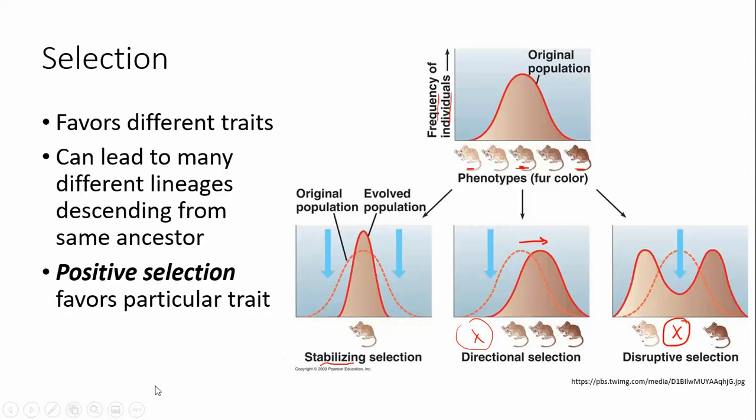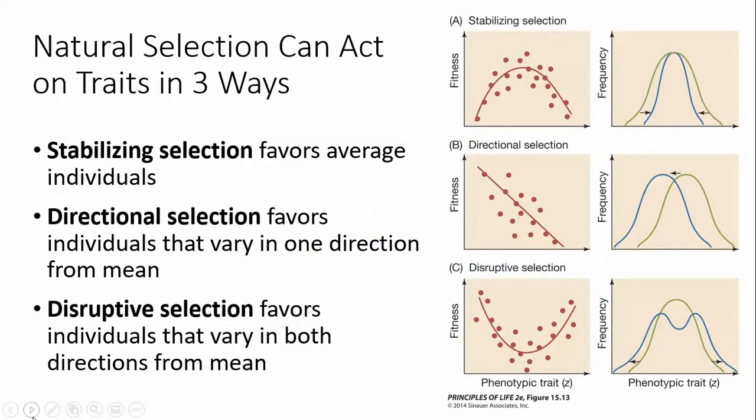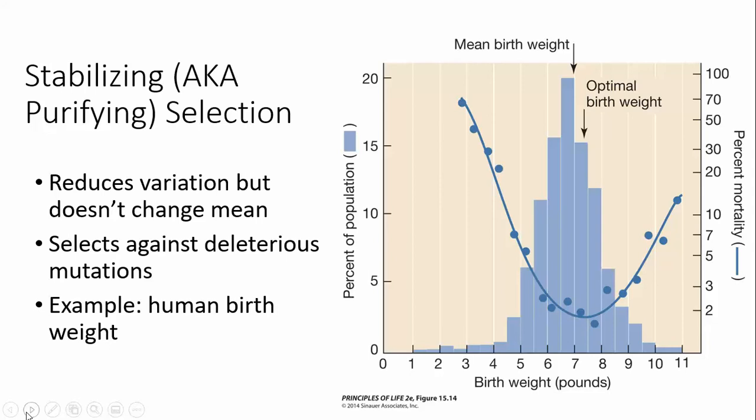So if we look at this, these are the 3 different types of natural selection that we can have in a population, and we're going to look at each of these individually. So I'm going to move on. You can pause this if you need to read these. But stabilizing selection, which is also called purifying selection, is basically going to reduce variation.